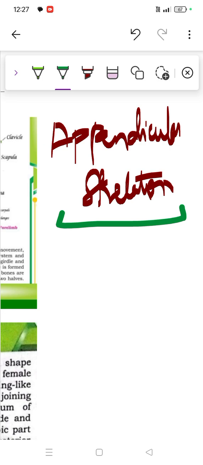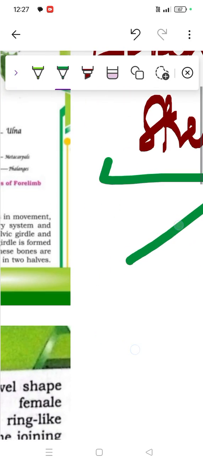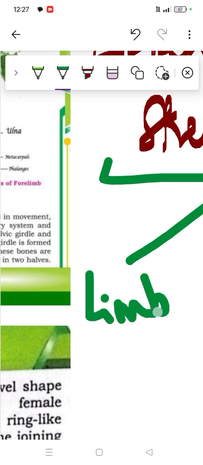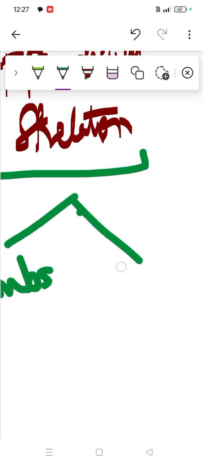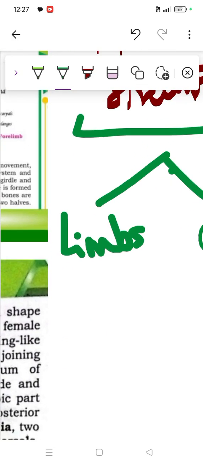Appendicular is again divided into two more parts. What are these? First one is called limbs. This means in this one we'll see our legs, hands, all these. Here we have girdles. So limbs are like arms and legs.